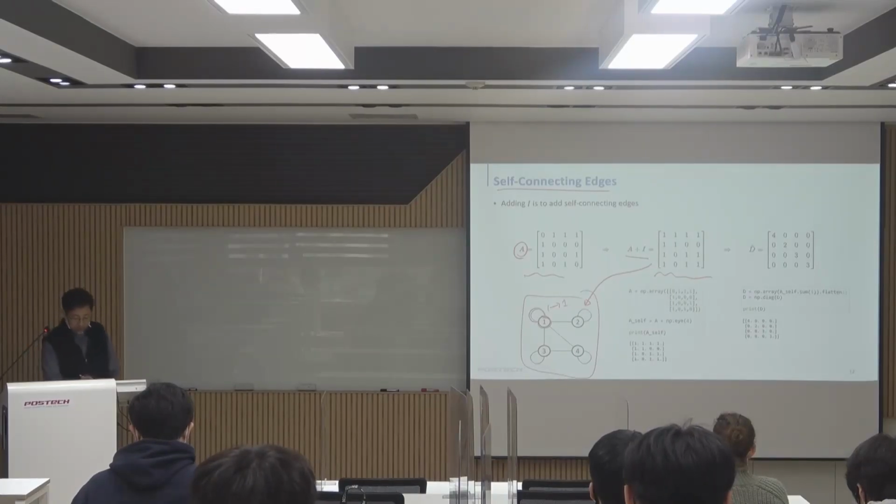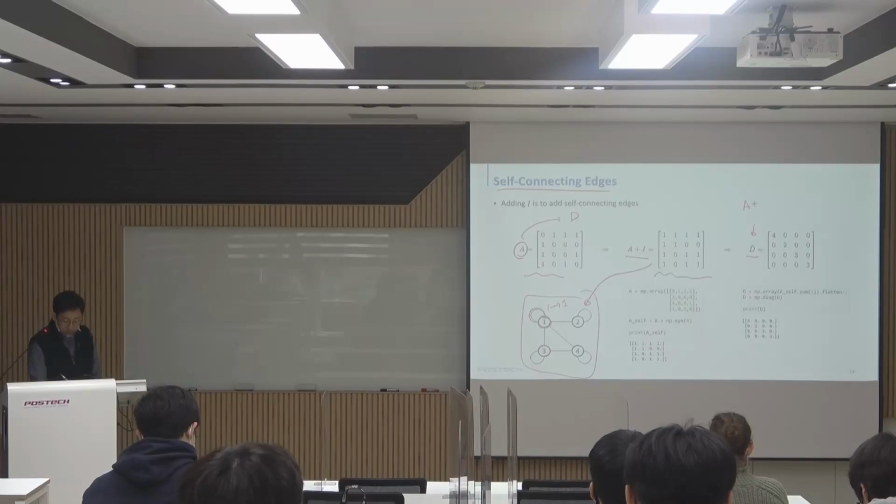And here we can compute D. I want to say this is another degree matrix, but not from A. It's from A plus I, with the self-connected edges included. Just doing summations in this way, that's how we get it.